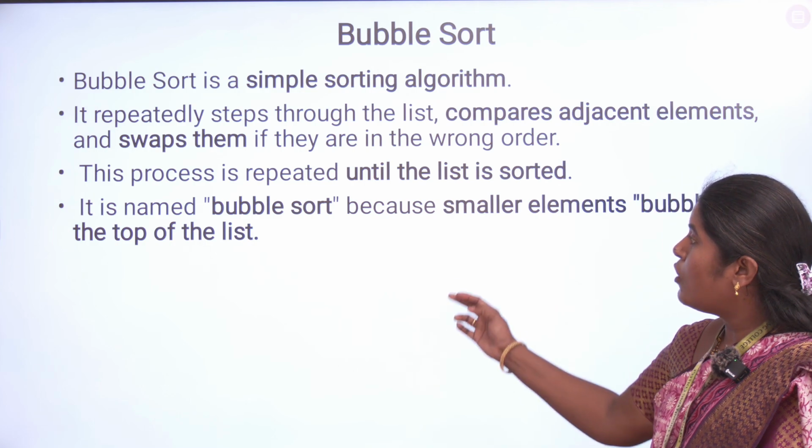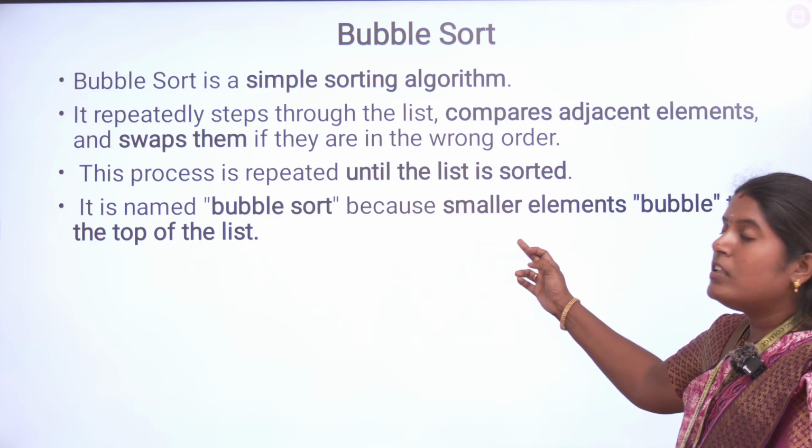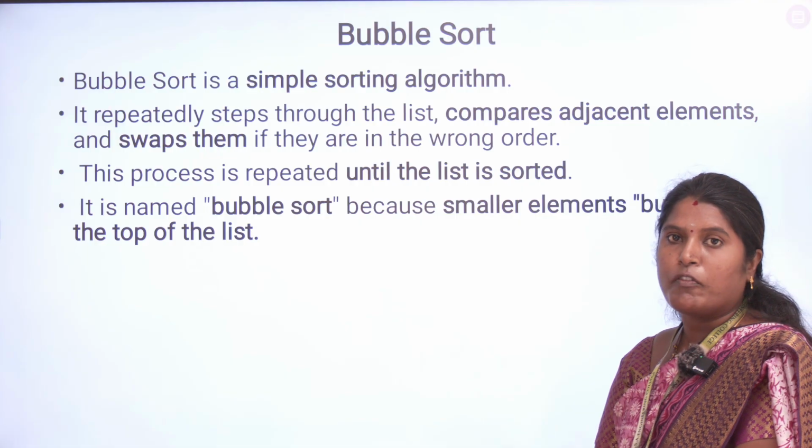This algorithm is named bubble sort because here the smaller elements are arranged at the top of the list.